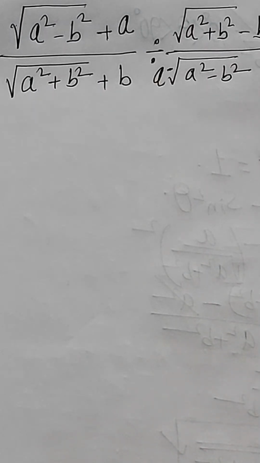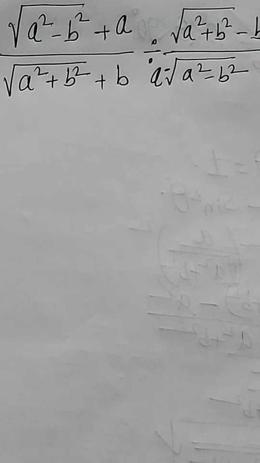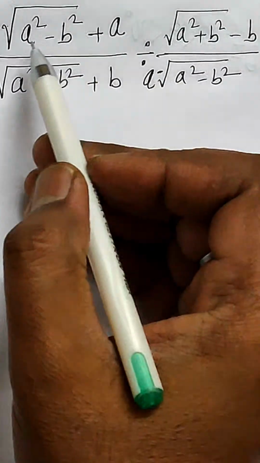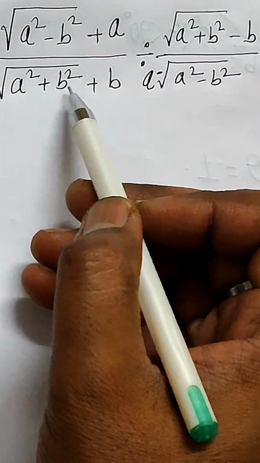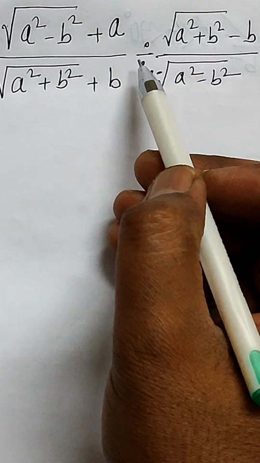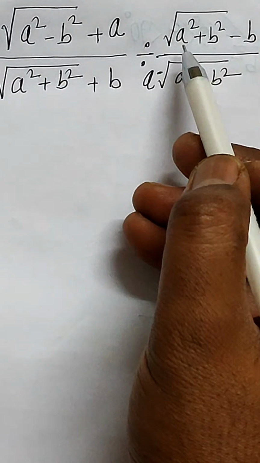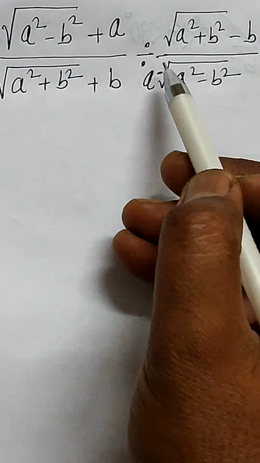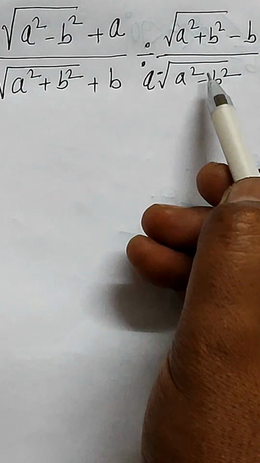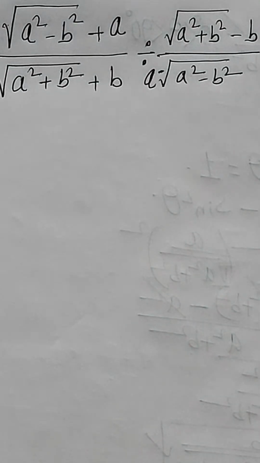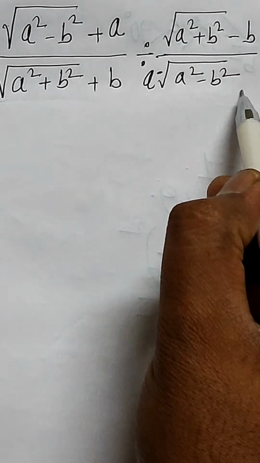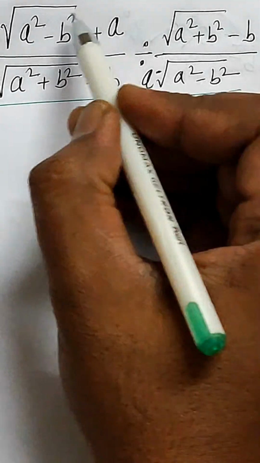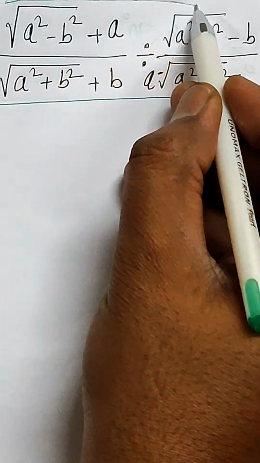Where it's given that (√(a²−b²) + a) / (√(a²+b²) + b), and this is divided by (√(a²+b²) − b) / (a − √(a²−b²)). We need to express the given algebraic expression into its simplest form, right?